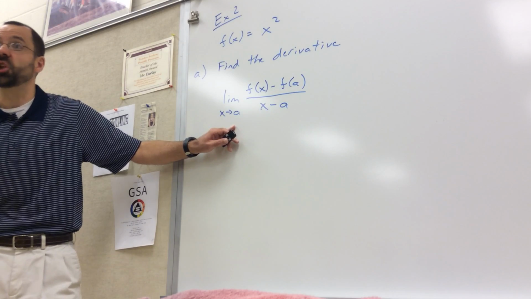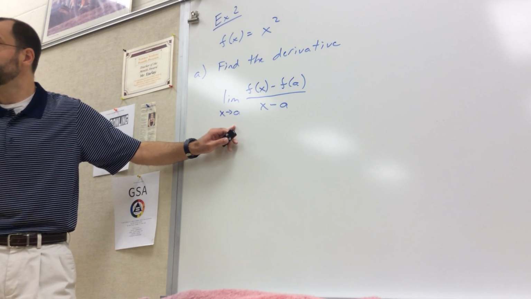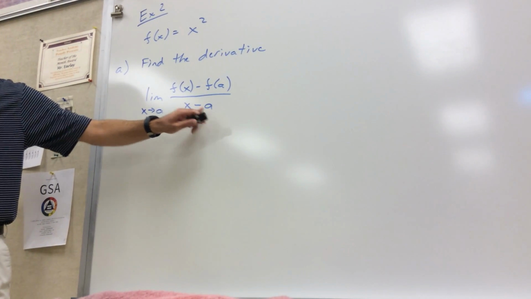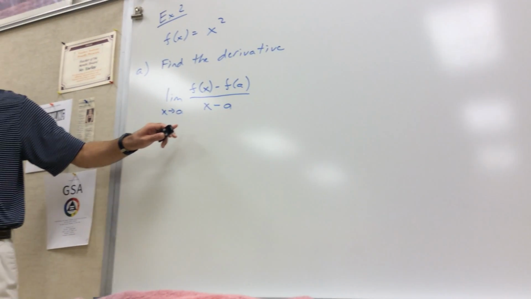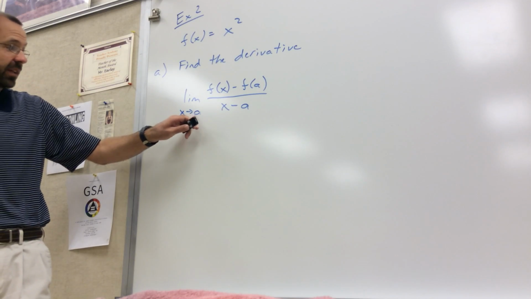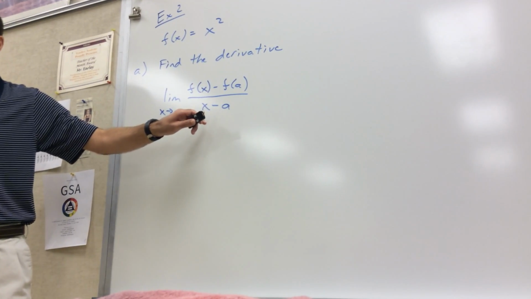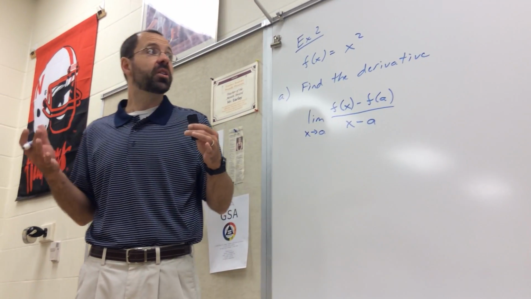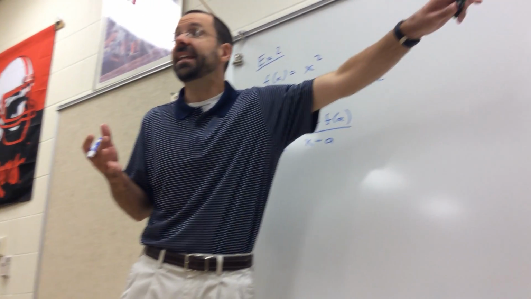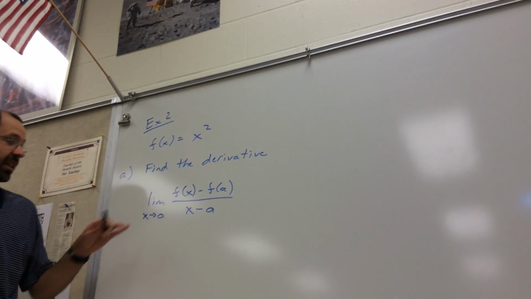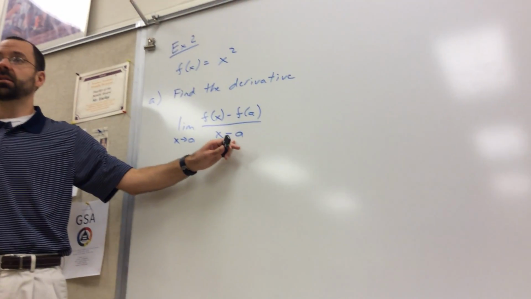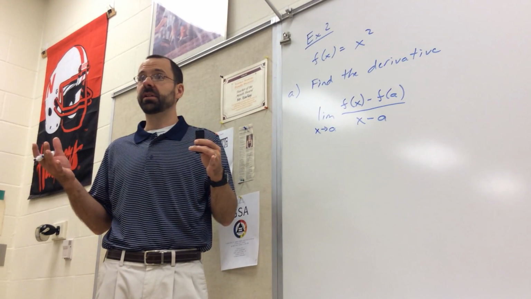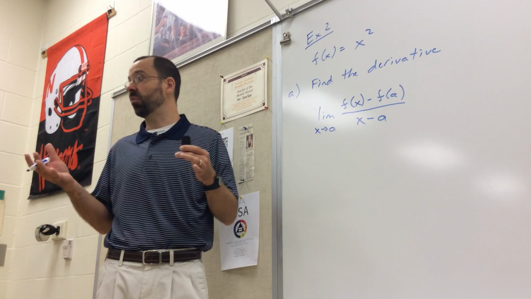If we wanted to know the slope of the curve at 2, we'd put a 2 here, here, and here. If we wanted to know the slope of the curve at 7, we'd put a 7 in these 3 places. But we don't want to know the slope of the curve at a particular point. We want to know the slope of the curve at any point. So we're just going to leave this as a and calculate it. And then when we get to the end, we'll have a formula that'll tell us the slope of the curve at any point.